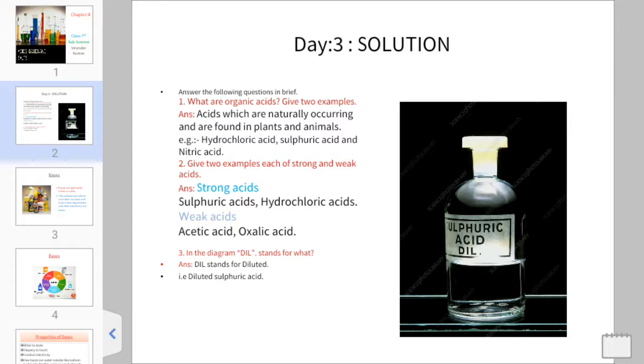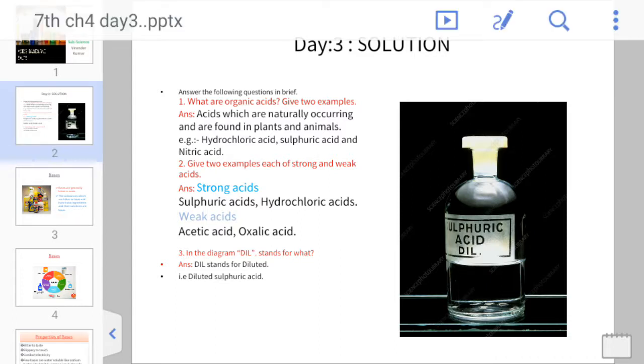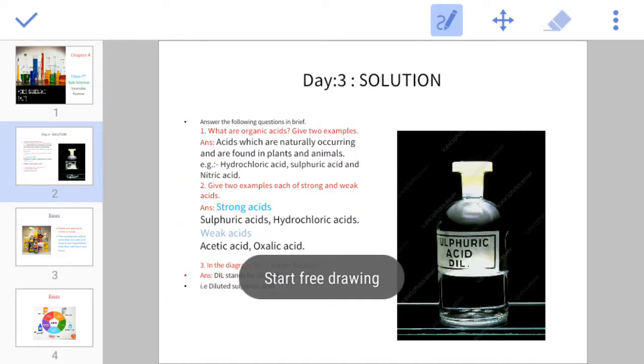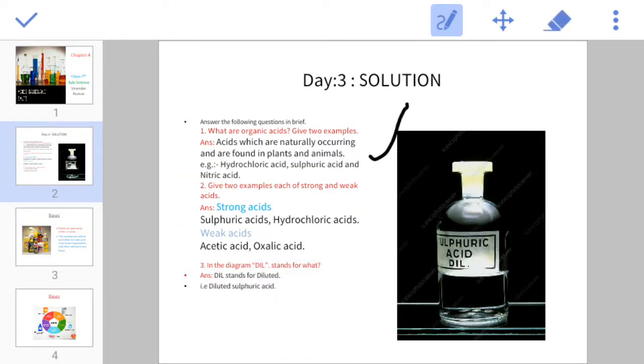What are organic acids? Give two examples. Answer: acids which are naturally occurring and are found in plants and animals are called organic acids. And the examples of organic acids are hydrochloric acid HCl, sulfuric acid H2SO4, and nitric acid HNO3.